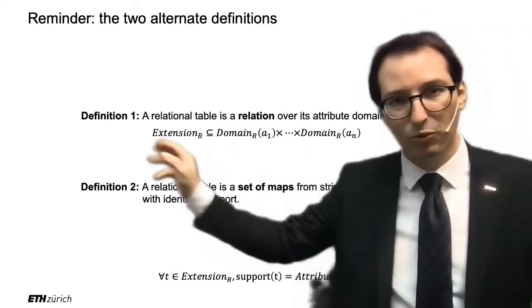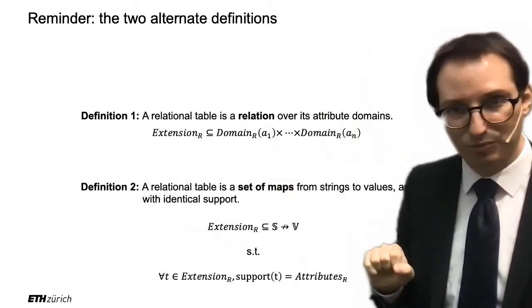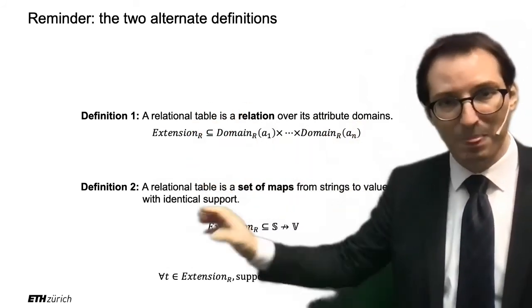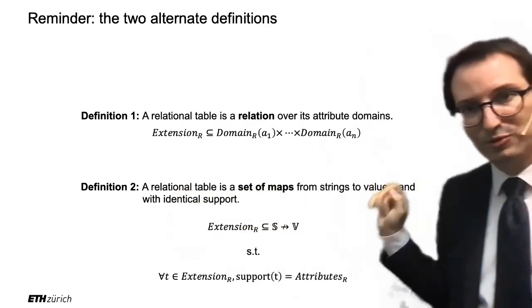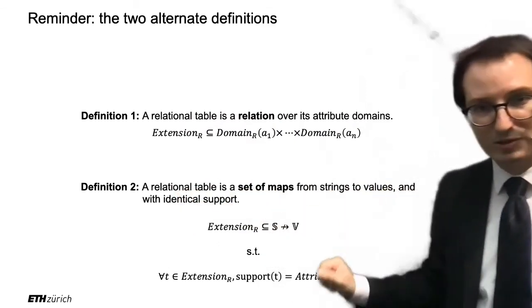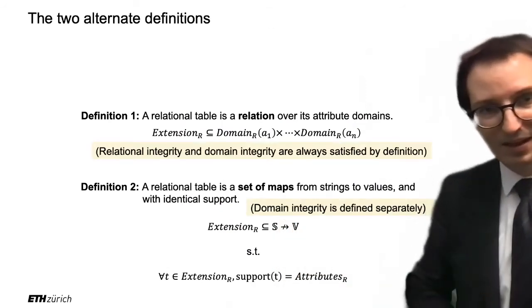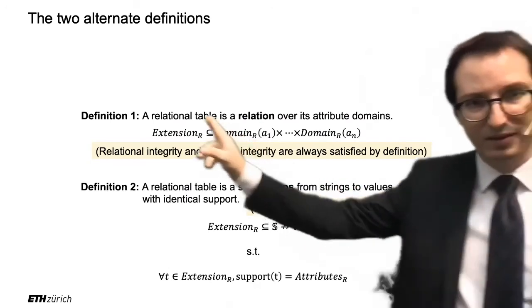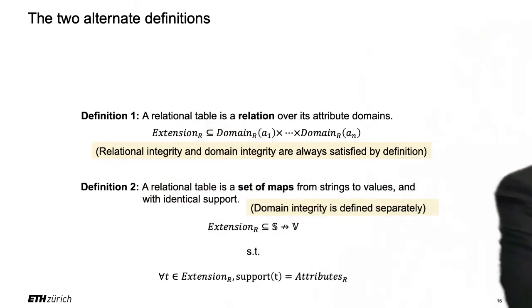The typical textbook one: a relational table is a relation over the attribute domains. It's a subset of the Cartesian product. That's why it's called relational. Or you can define a relational table as a set of maps from strings to values with identical supports. This is the fancy notation of that. And the idea is that in the textbook definition, you basically get relational integrity and domain integrity for free. Not atomic integrity though, but relational and domain integrity are for free in this first definition.